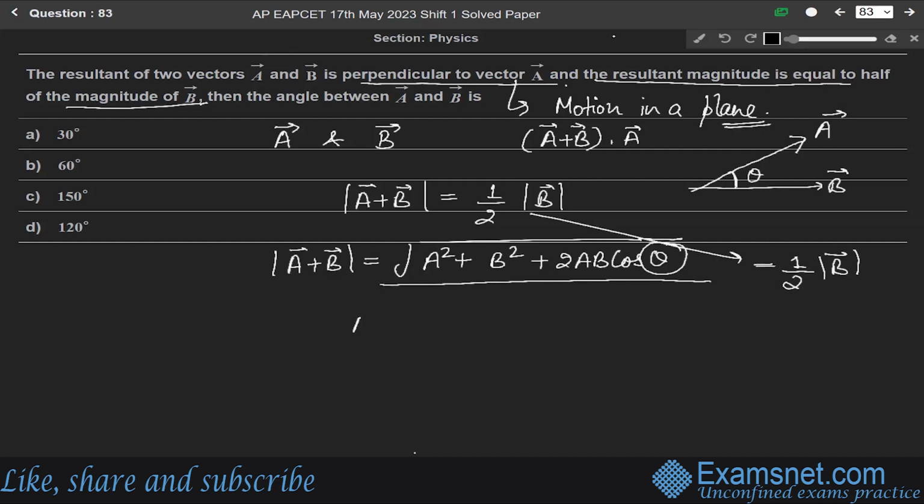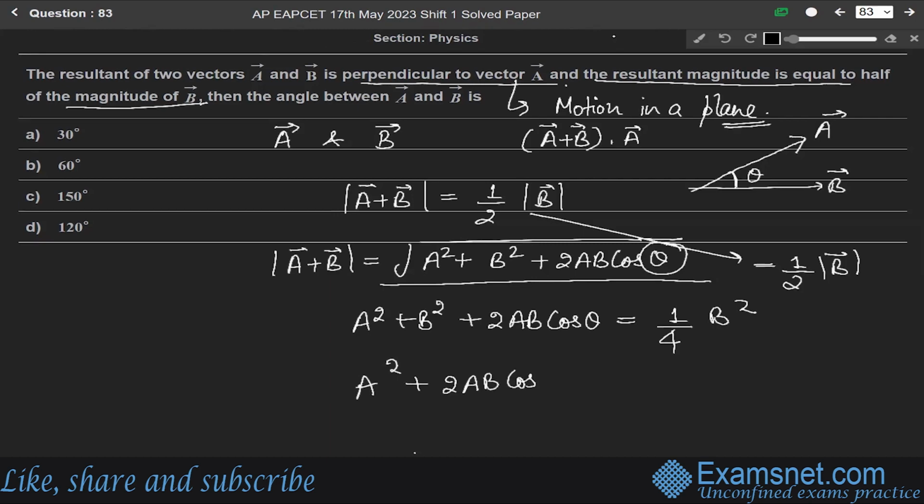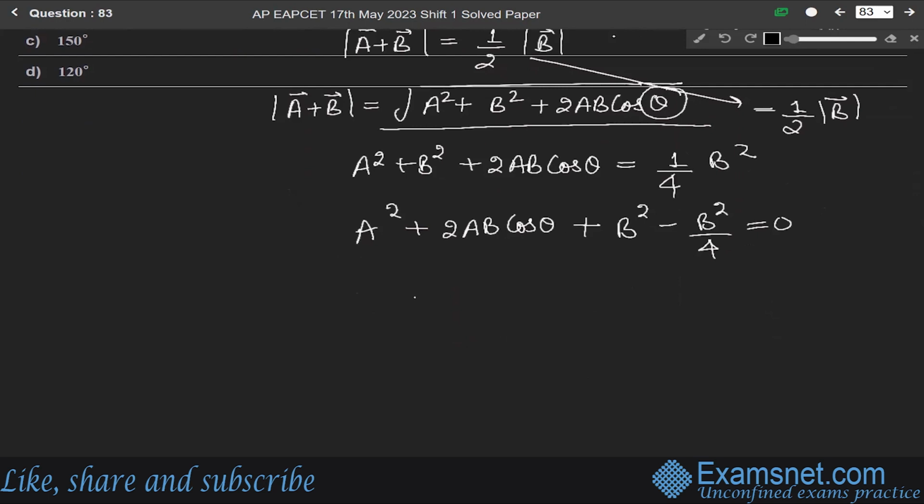Squaring both sides, we get A square plus B square plus 2AB cos theta equals 1 by 4 of B square. So we get A square plus 2AB cos theta plus B square minus B square by 4, taking it to the left side, equals 0. Now solving it, we get A square plus 2AB cos theta plus 3 by 4 B square equals 0. Let us say this is equation 1.